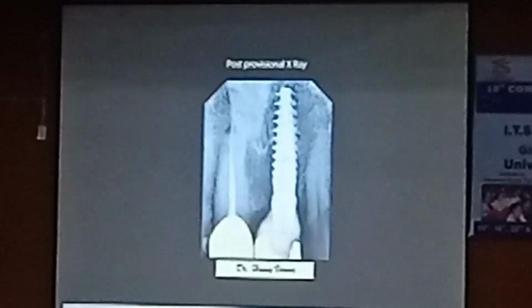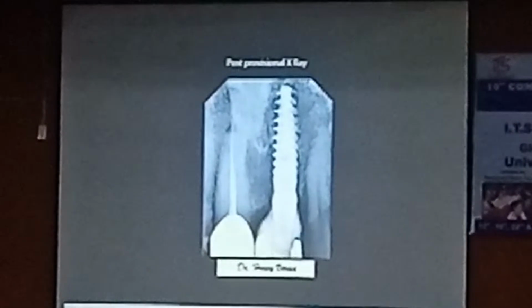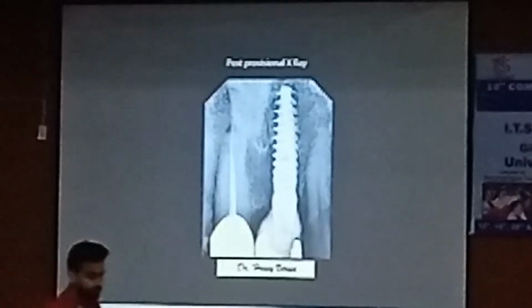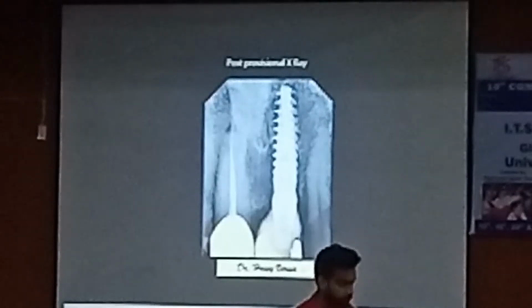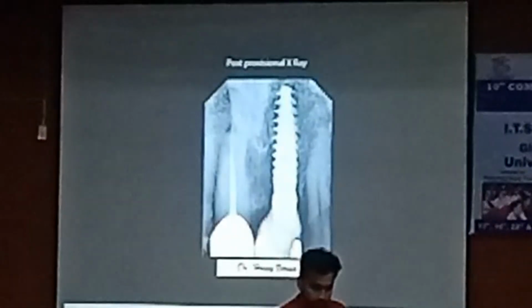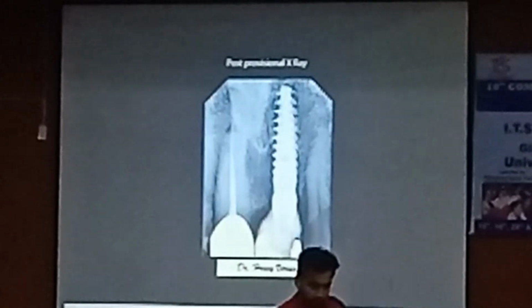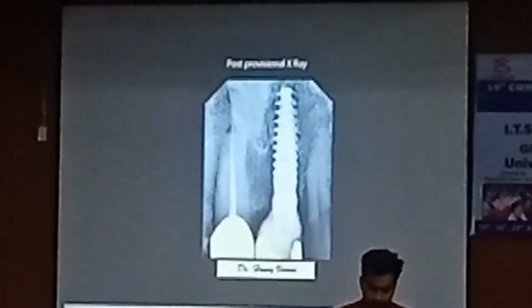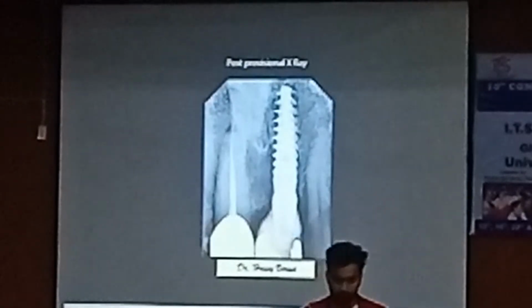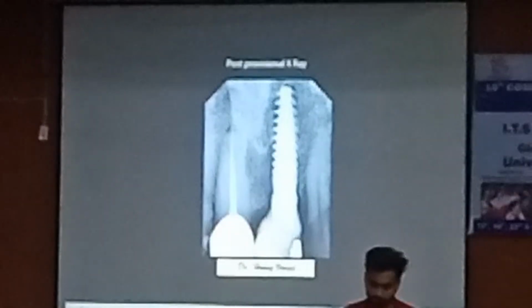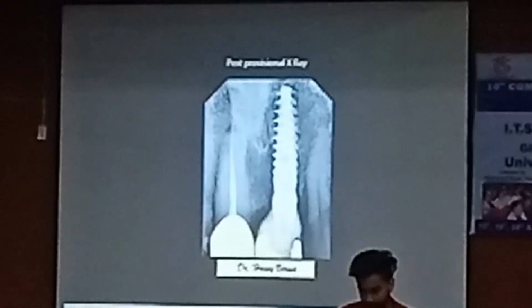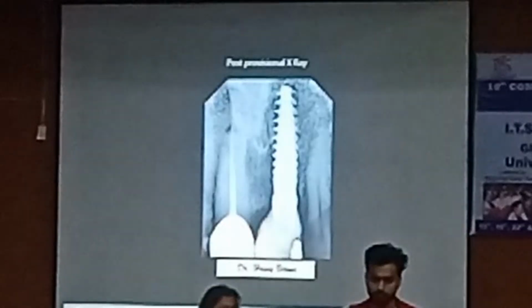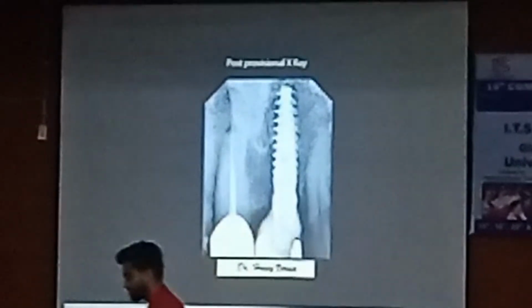Can we do it provisional today for today's surgery? We can, sir, if we have a program, we can hold. Okay, make a provisional.